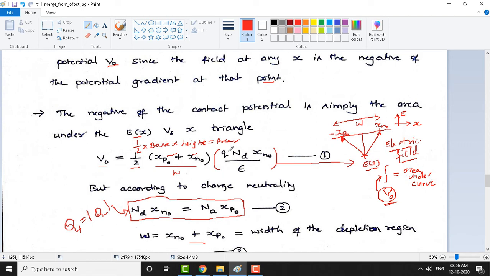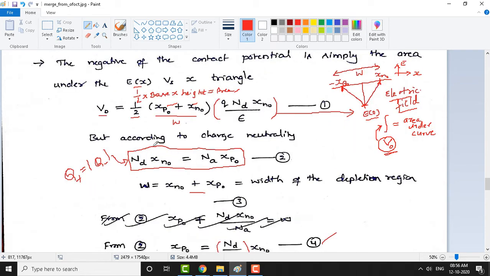E of 0 is q times Nd xn naught divided by epsilon. Here there are two equations we have shown for E of 0, one in terms of xn naught and the other in terms of xp naught. You can use any one of those equations to obtain this built-in potential equation. This gives you the area, and in turn that estimates the built-in potential V naught.